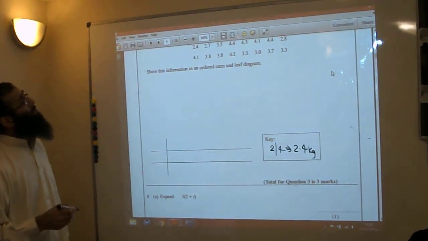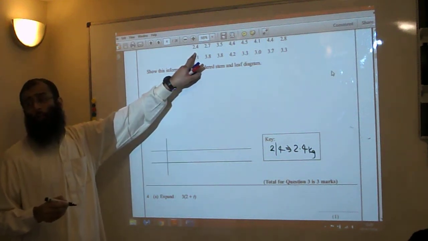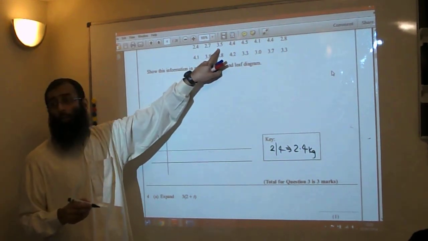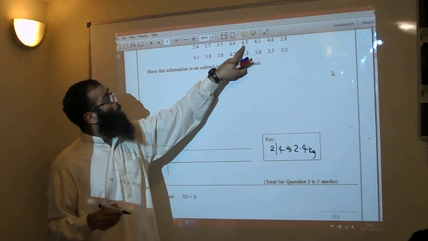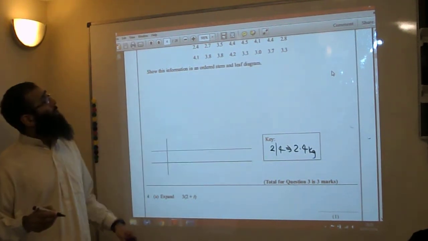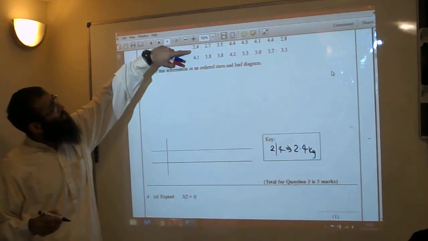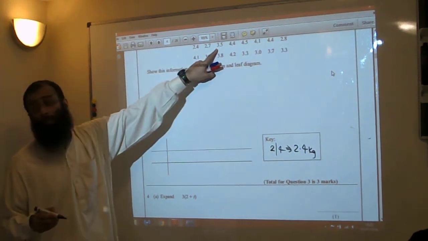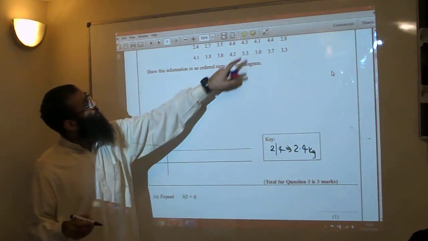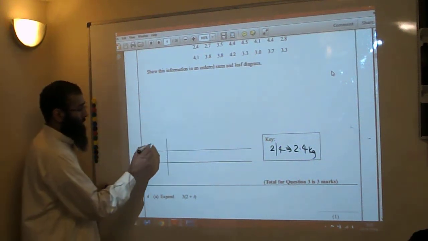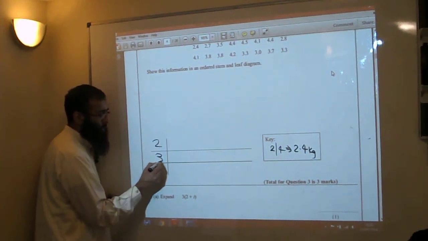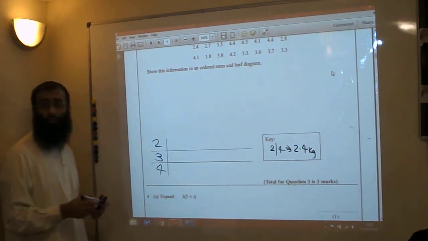Okay, now let's have a look at the data values. We have 2.4, 2.7, 3.5, 4.4, 4.5, 4.1 and so on. Now, what's the lowest value? The lowest value starts with a 2 point something, is that right? Yeah. And then from 2s we go to 3 point something, and then 4 point something. Do you have any 5s? No. So 2 point something, 3 point something and 4 point something.